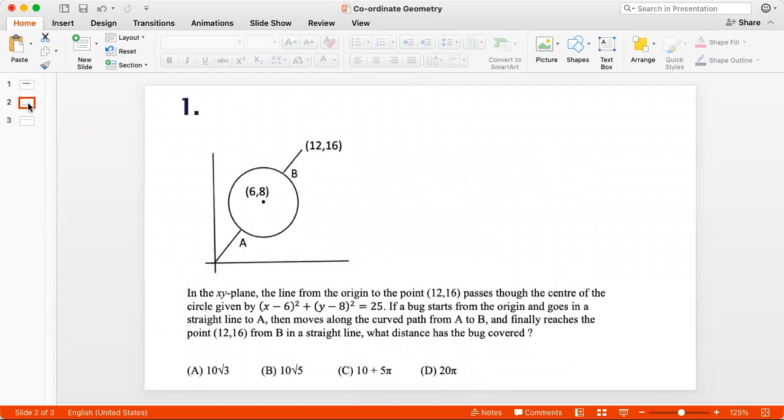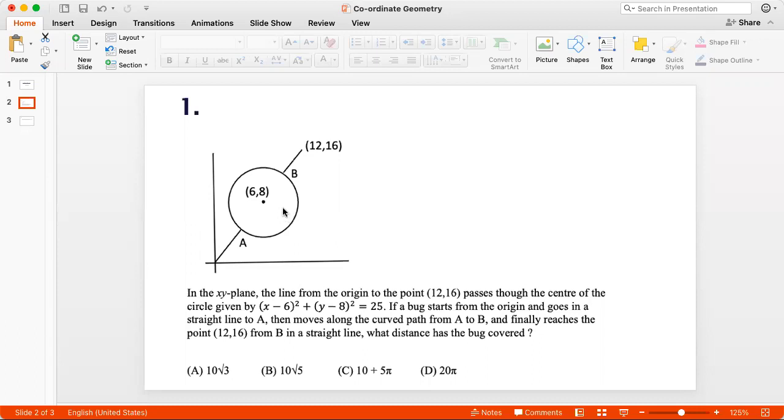Question 1. In the xy plane, the line from the origin to the point 12, 16 passes through the center of the circle given by (x minus 6) whole squared plus (y minus 8) whole squared is equal to 25. If a bug starts from the origin and goes in a straight line to A, then moves along the curved path from A to B, and finally reaches the point 12, 16 from B in a straight line, what distance has the bug covered?